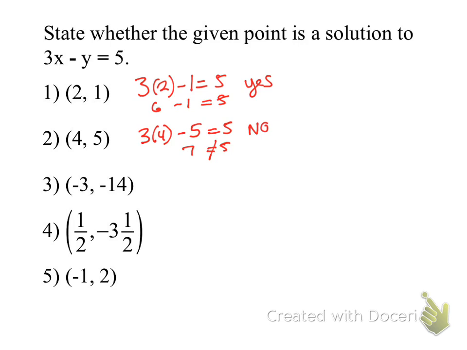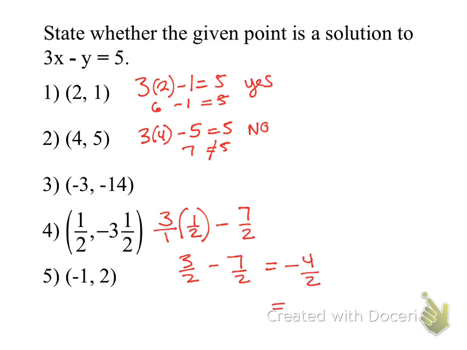Okay, let's jump down to number 4. If I'm doing 3 times 1/2, I usually make that 3 a fraction itself. It goes over 1. It will have the same value. Minus 3 1/2, I'm going to convert that to an improper fraction, 7 over 2. So really, this is the same thing as 3 over 2 minus 7 over 2, which makes negative 4 over 2, and that equals negative 2.